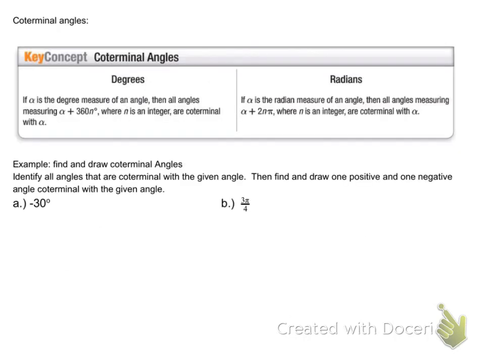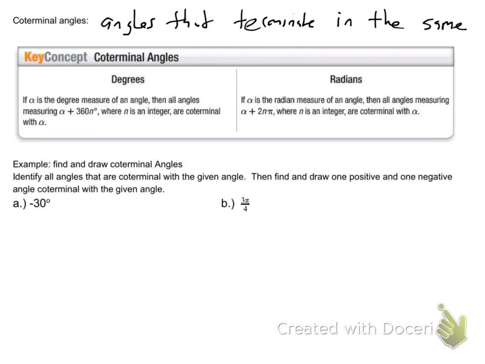Now, when I talked about on that thing, I don't know if it's the first slide or the second slide, I said that, hey, if I took a positive approach or a negative approach on angles, I could still end up in the same spots. And that is because there are something we call coterminal angles. Coterminal angles are angles that terminate in the same place. AKA, they have a same terminal side.